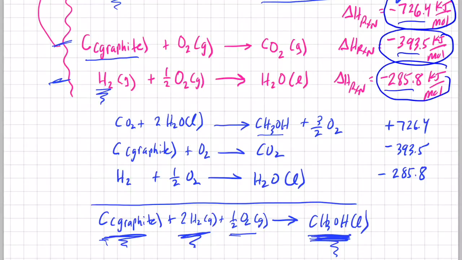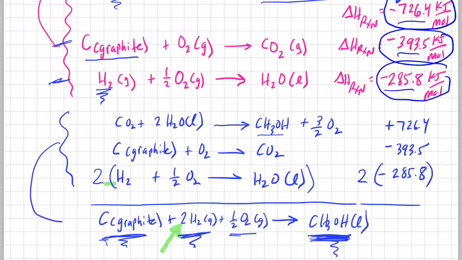Now there's a small problem here. Let's change colors quickly. Do you notice I need two H2s? And I've only got one here. So what I need to do is double this reaction to give me two hydrogens. And when I do that, I have to double the heat of that reaction. Now, if I've done everything correctly, when I add these three equations together, I should get the one that I'm after. And if I do, I can add my heats together, and I can get the heat of that reaction.